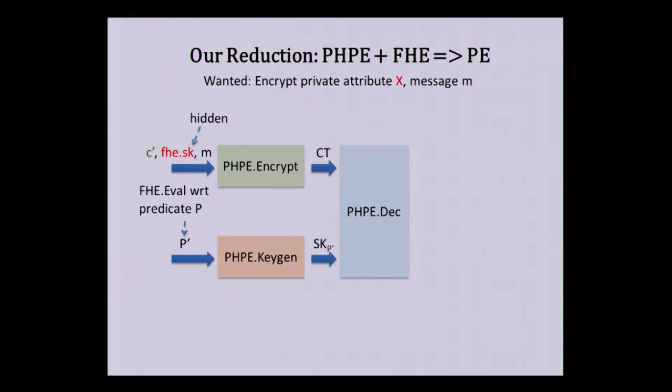Now, put together, let's see what we get when we try to apply the decryption algorithm. By the correctness properties of the partially hidden predicate encryption, running the decryption on the ciphertext and the secret key, the user learns the message M if the inner product of the predicate P prime evaluated on C prime together with the fully homomorphic secret key is equal to 1. So what do we get? Well, let's expand it a little bit. C prime was a fully homomorphic ciphertext. Now, when we take P prime and evaluate on C prime, what we get is a fully homomorphic ciphertext, which is an encryption of the result of the computation P of X.